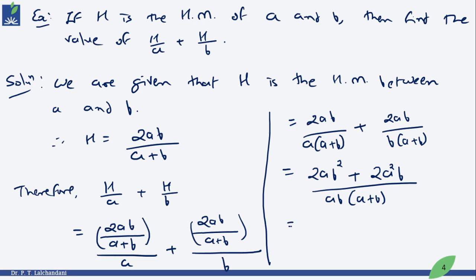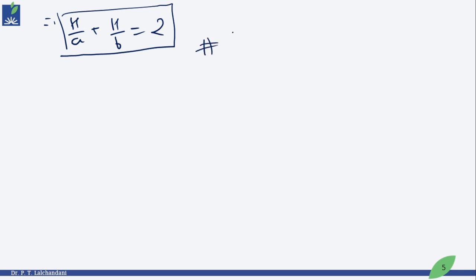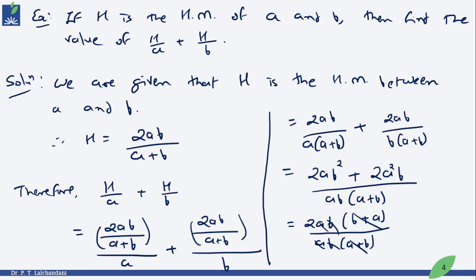You can observe that from the numerator we can take 2ab common out. What is remaining? b plus a, since from this term we have b and from this term we have a, divided by ab into a plus b. You can observe that this a plus b gets cancelled out, a gets cancelled out, b gets cancelled out. So what we are getting is that h upon a plus h upon b is equal to 2, and this is your answer. It is just a matter of simplification, nothing else.